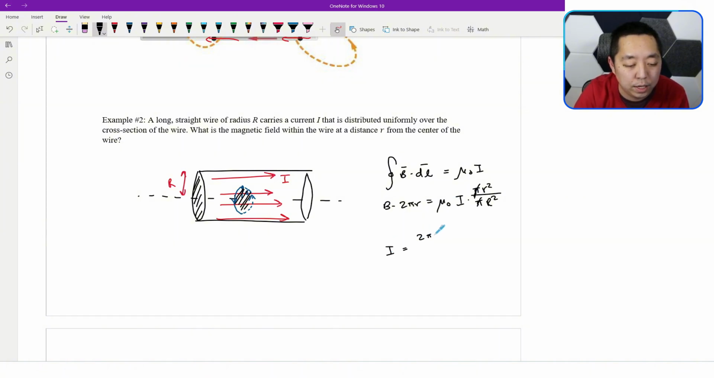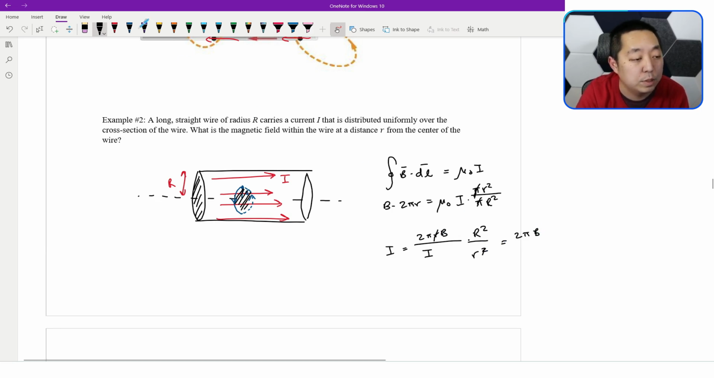It's 2 pi R B divided by I, and then we're going to multiply by r squared divided by big R squared. So move all those over. One of those r's cancel, so I get 2 pi b. Oh, I'm sorry. I'm solving for the magnetic field. Sorry. So B.